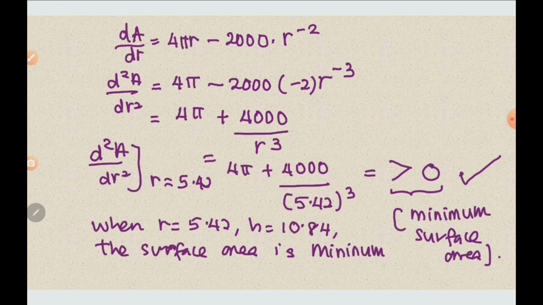So this is the conclusion. r equals 5.42 and h equals 10.84 centimeter. Thank you.